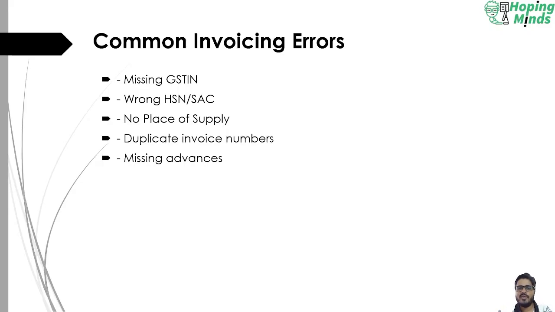Then what are the common errors while raising an invoice? Missing goods and service tax number or entering a wrong GSTIN of the buyer. Then wrong HSN or SAC classification of goods or services. Then place of supply not selected properly. Duplicate invoice numbers, that is, invoices that have previously been issued are issued again. Then missing advances. In case of advances also GST is applicable. So in case of advances also invoices are required to be raised. That is a receipt voucher.